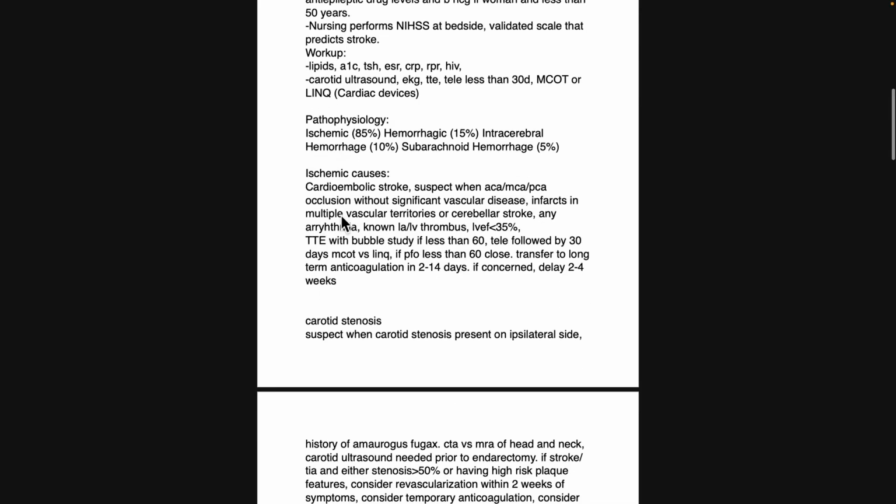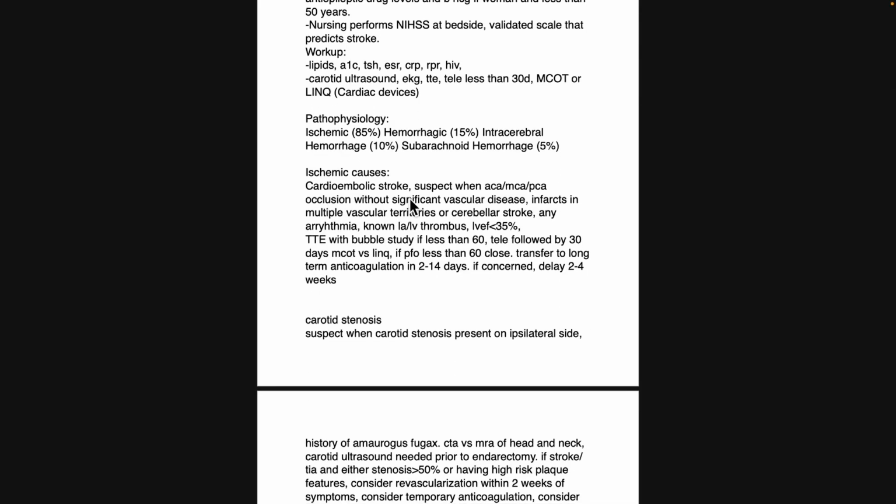So ischemic causes could be a cardioembolic stroke. So you suspect this if you have major vessel occlusion, such as ACA, MCA, PCA without significant vascular disease in the past. If there's infarcts in multiple vascular territories or cerebellar stroke, any arrhythmia, if they have a known left atrial or left ventricular thrombus, if the ejection fraction is less than 35%, if they have a TTE with bubble study if less than 60. So yeah, the bubble study is if they're less than 60. Telemetry you follow for 30 days. If they have a PFO on the bubble study, then if they're less than 60, you can attempt to close it.